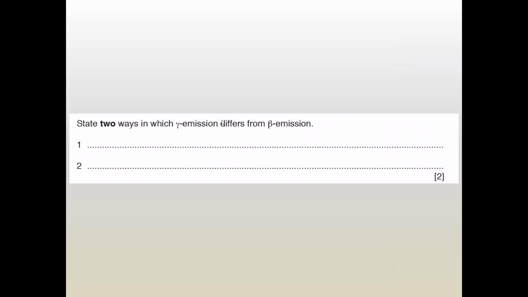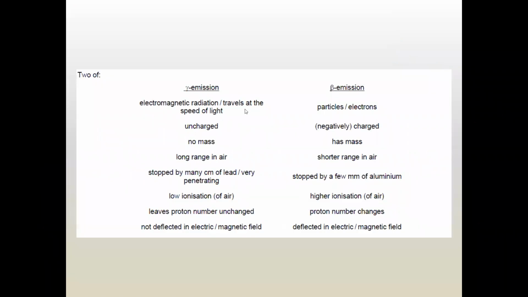State two ways in which gamma emission differs from beta emission. How is gamma different from beta? That whole table is a comparison. Gamma is electromagnetic radiation that travels with the speed of light, but beta is actually an electron. Gamma is uncharged, beta is negatively charged. Gamma does not have any mass, beta has a mass. Gamma has a long range, beta has a short range.